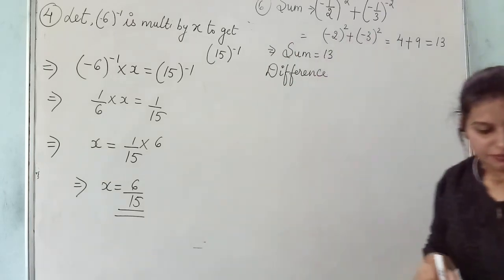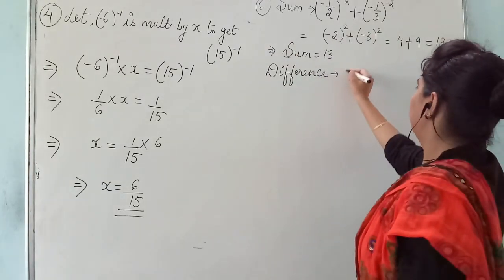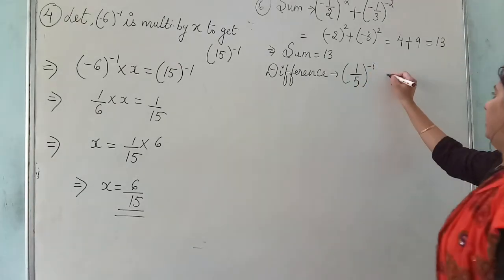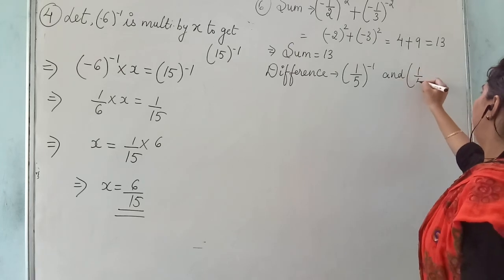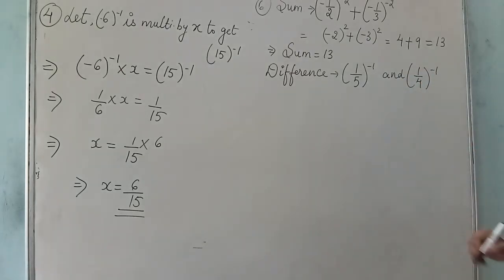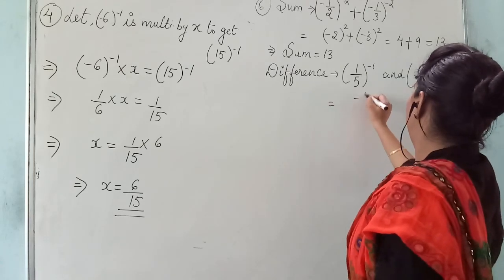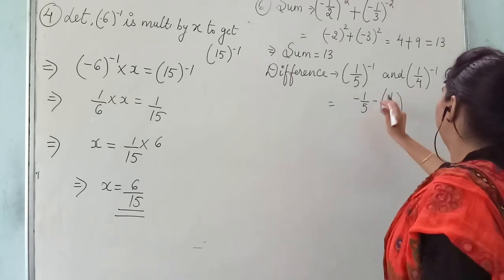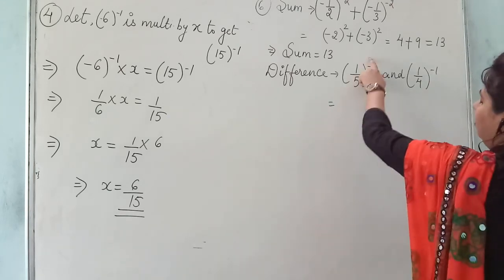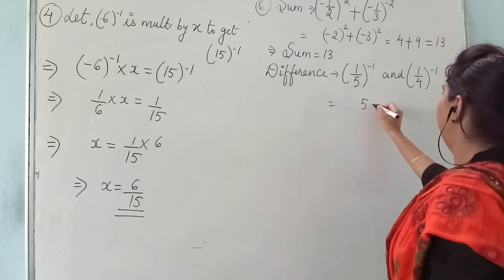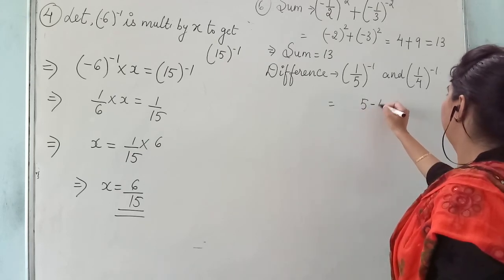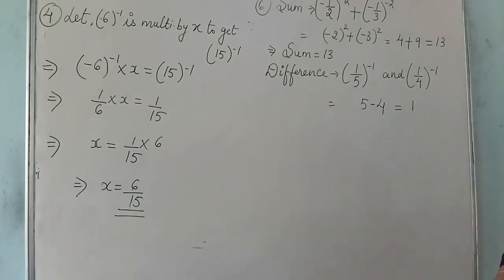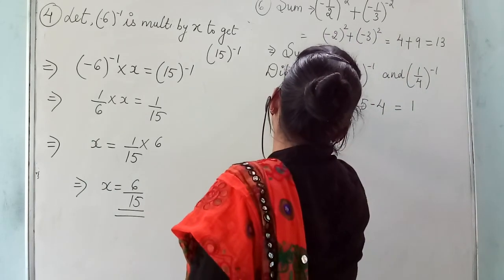Which ones do we have to find the difference of? 1 by 5 raised to the power minus 1 and 1 by 4 raised to the power minus 1. 1 by 5 minus 1 by 4 raised to the power minus 1 will be 5 minus 4. This will be equal to 1. Now what do we have to do? Divide the sum by the difference. Our difference is this.